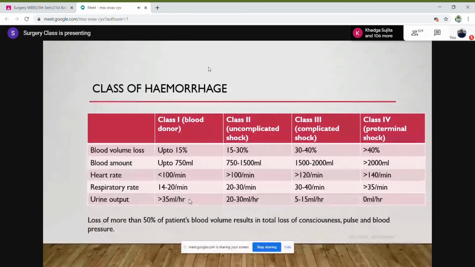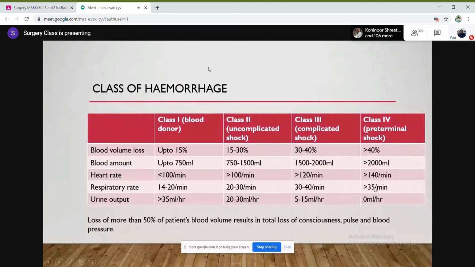Now, if you look at class 2, it's 20 to 30 ml per hour. It's going down. And then in the third class, where there is complicated shock, it's only 5 to 15 ml per hour. Now, unfortunately, if you look at pre-terminal shock, there is absolutely no urine output.